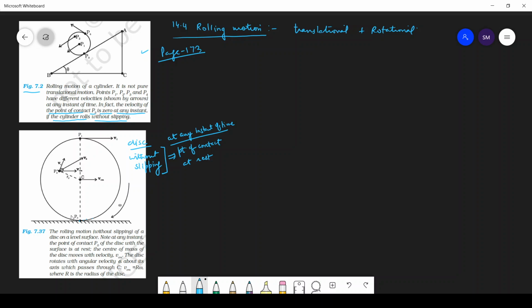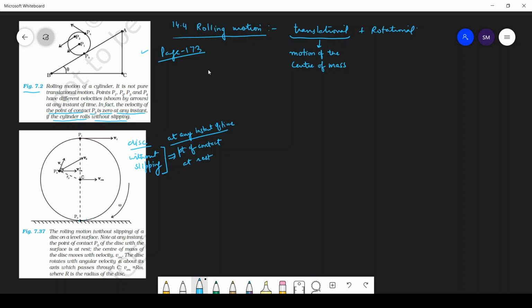Now we have remarked earlier that rolling motion is a combination of translational and rotational motion. We know that translational motion of a system of particles is the motion of the center of mass. So what do we consider in translational motion? Motion of the center of mass. So what is center of mass?